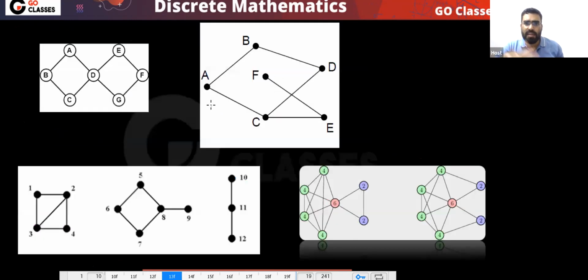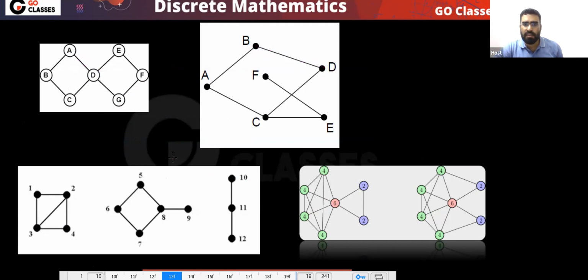In graph theory, every graph will look like this. So every graph is a structure with dots and lines. Whatever graph you see, in this graph you have dots and lines. So these are the dots, A, D. And this is a line which is connecting these dots. Similarly, here, these are the dots, and this is a line which is connecting these dots.